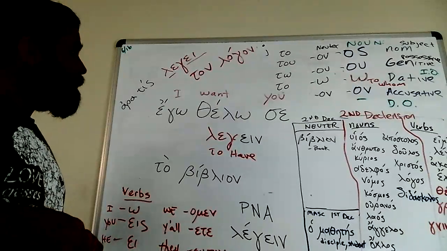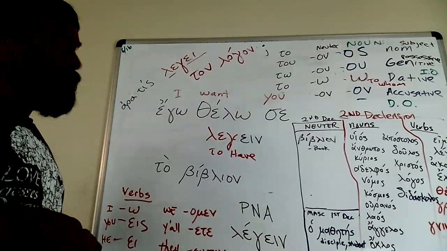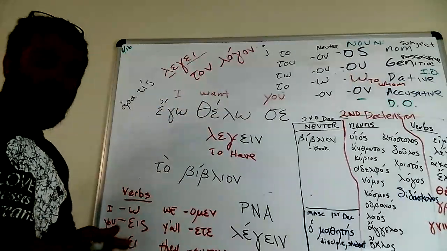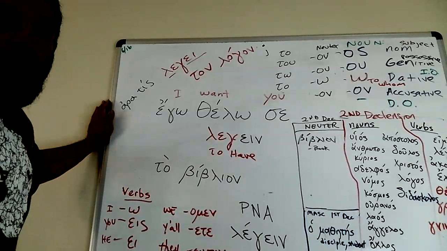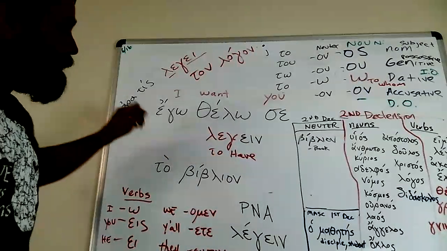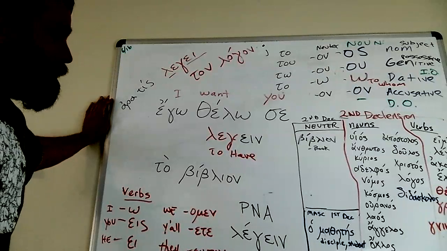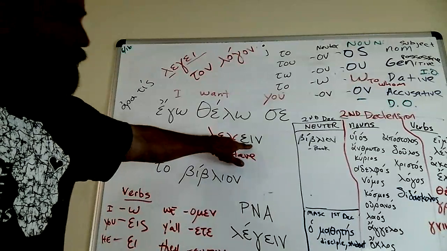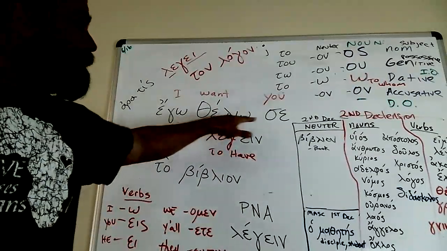That's thelo. I know. Thelo is I want. I want you to have the book. Is it have? Is that a verb? Echo? That's have. What's our verb? Which is now an infinitive. We changed it to an infinitive. Lege. Yeah, so we changed it to an infinitive. So it's lambda, epsilon, gamma, epsilon, iota, nu. Yeah. Right? So ego thelo se legein.